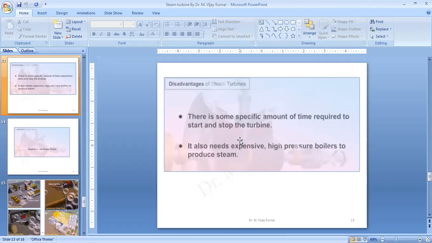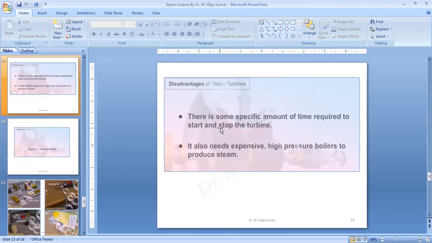You are heating the water, and that water has to get converted into steam. Immediately it cannot convert into steam; it will take some time. So immediately the power cannot be generated, and the turbine cannot be operated. It won't take more time, but it will take some time. So immediate power generation cannot happen.